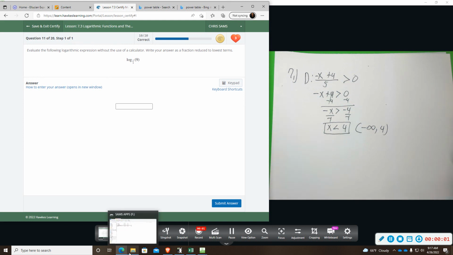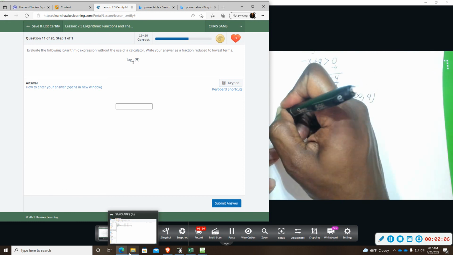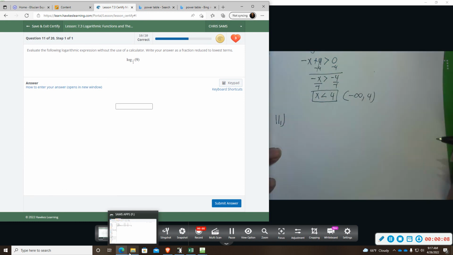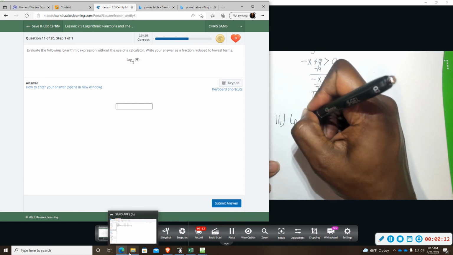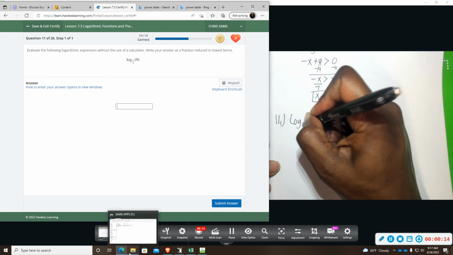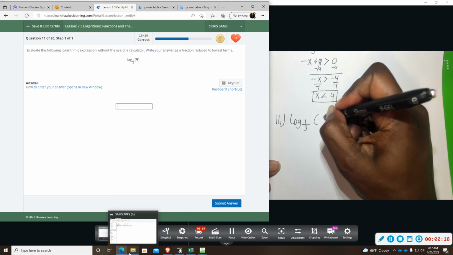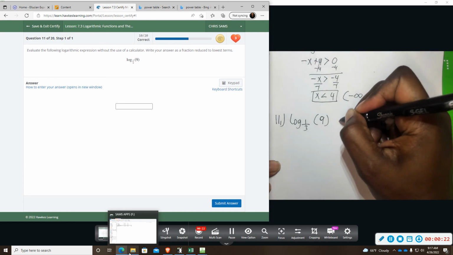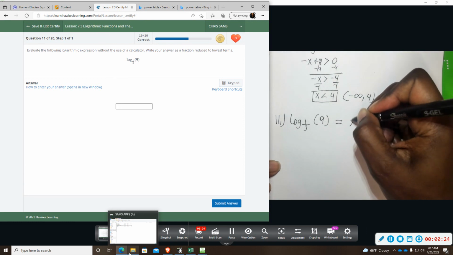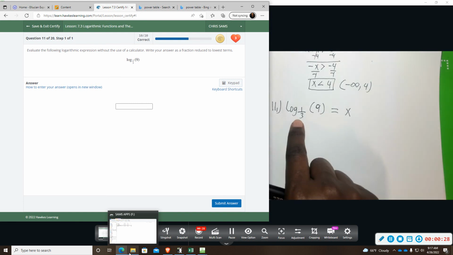All right, number 11. We want to evaluate without a calculator. And so you're given log to the base 1/3 evaluated at 9. So what you do, you write equals and you put a variable x, okay? And we're going to rewrite this in terms of exponential.